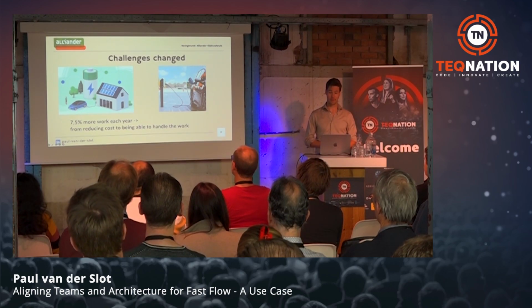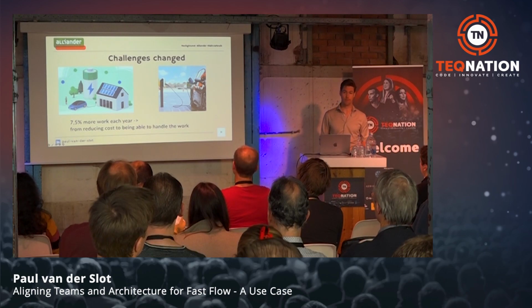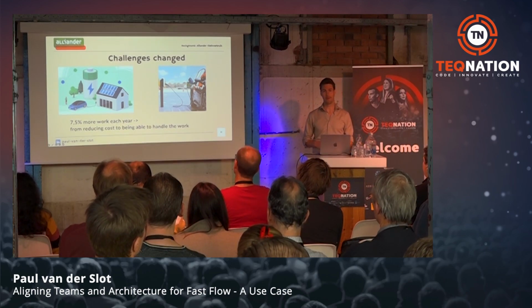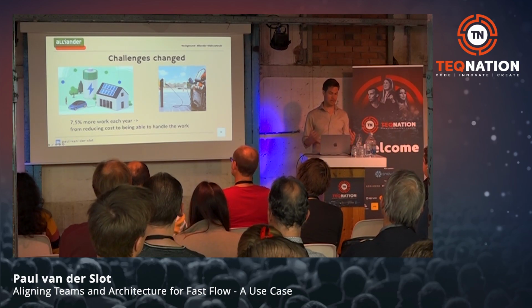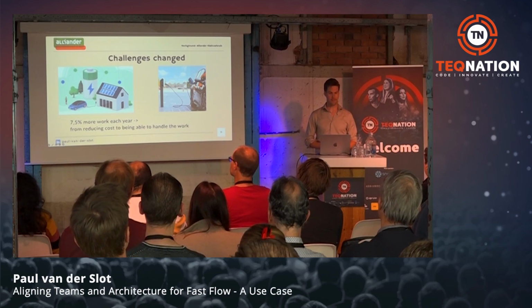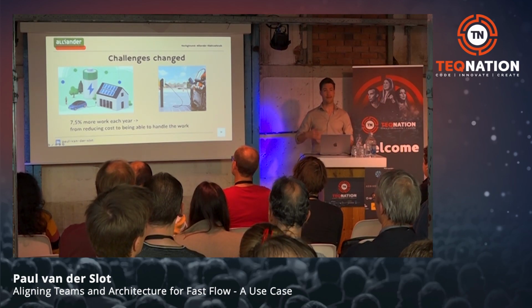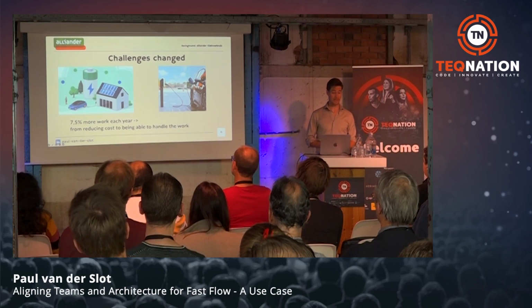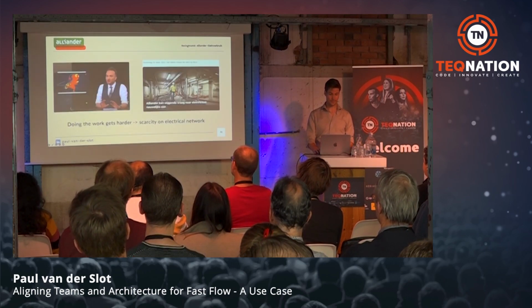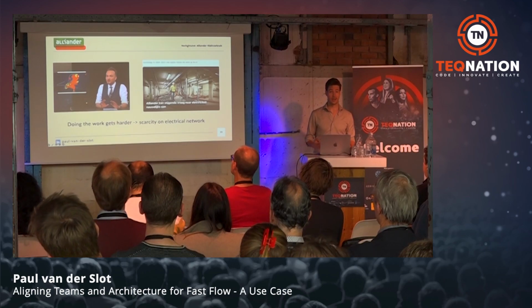People would make their own homes more sustainable. There would be more charging stations, and altogether it would be 7.5% more work each year, every year, on and on, which makes it quite challenging for Alliander. And doing the work gets harder as well.